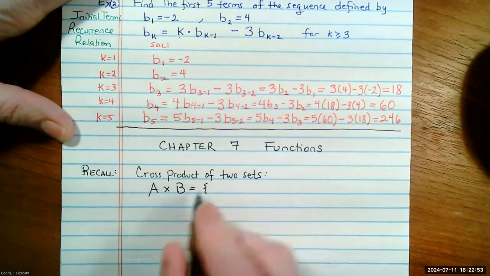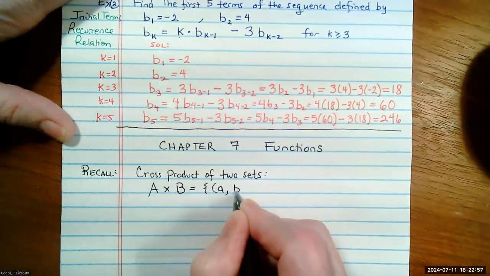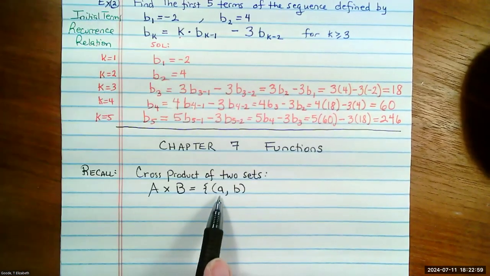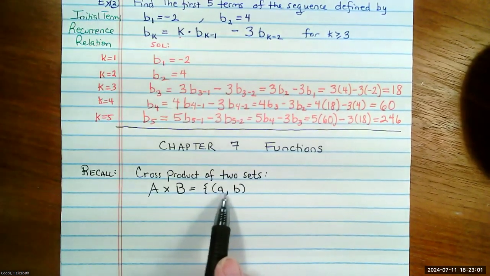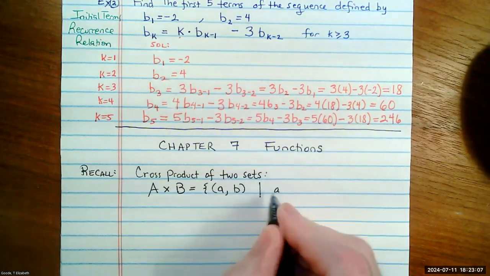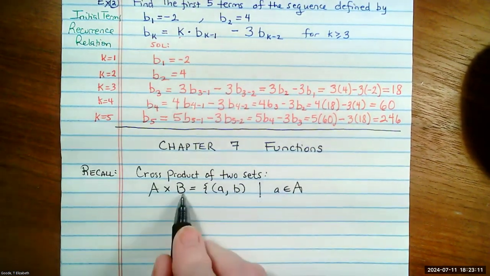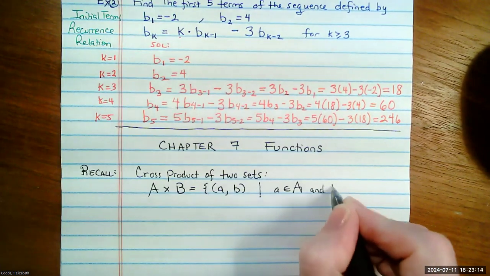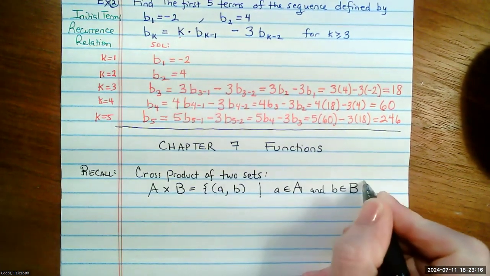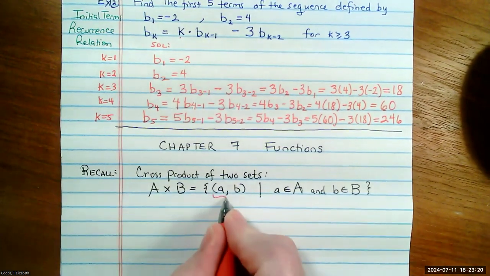It's a set, of course, so we open set brackets. The elements are ordered pairs, of the form, say, little a comma little b, in parentheses, such that little a comes from the set big A, and little b comes from the set big B. Just to remind, this is called an ordered pair.